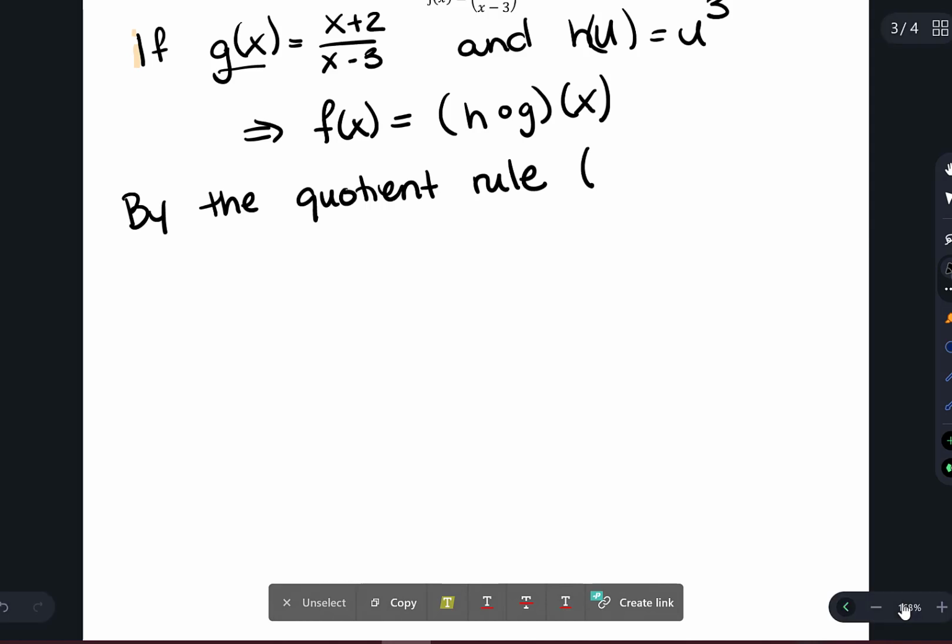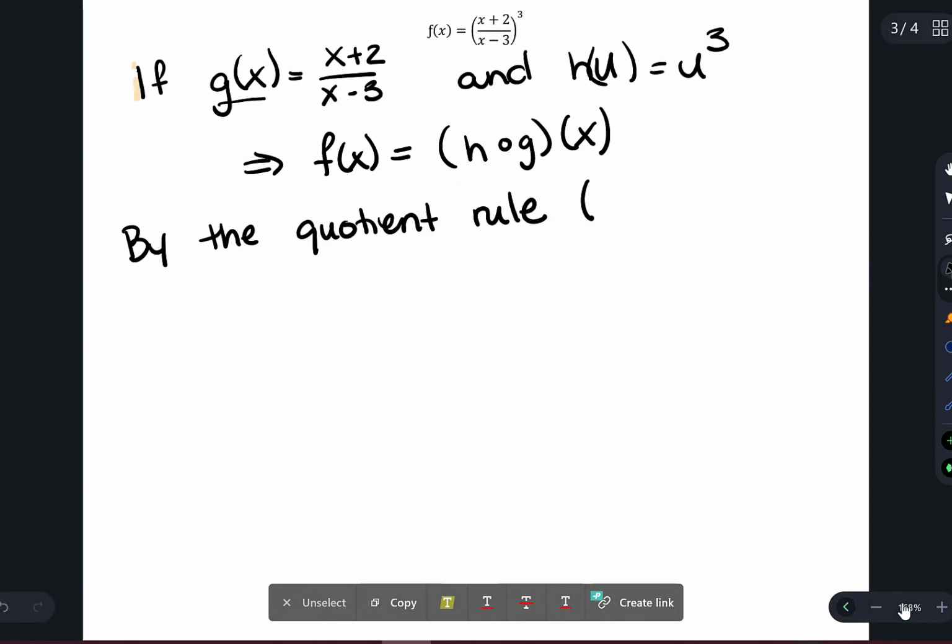So here I'm going to let u be equal to, oh, and actually I don't want to use u here because we're already using u up top. So instead, let's let w be equal to x plus 2 and v be equal to x minus 3. So notice that w prime is going to be equal to 1 and v prime is going to be equal to 1.